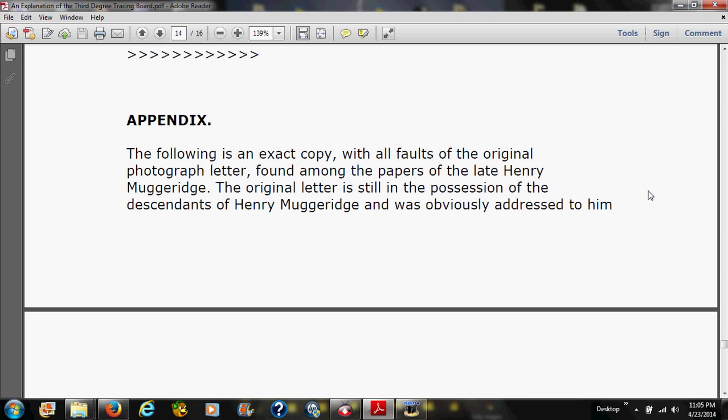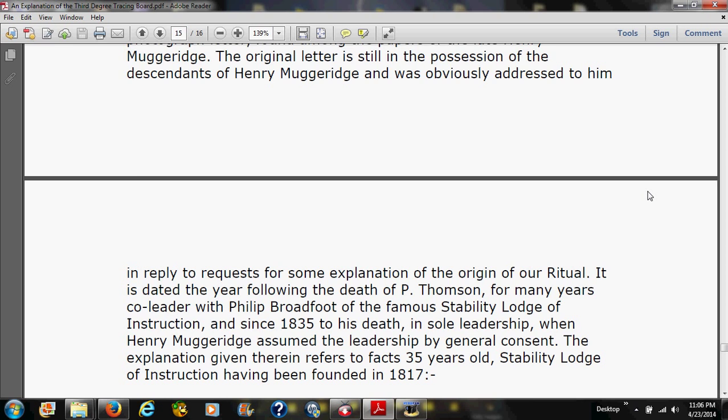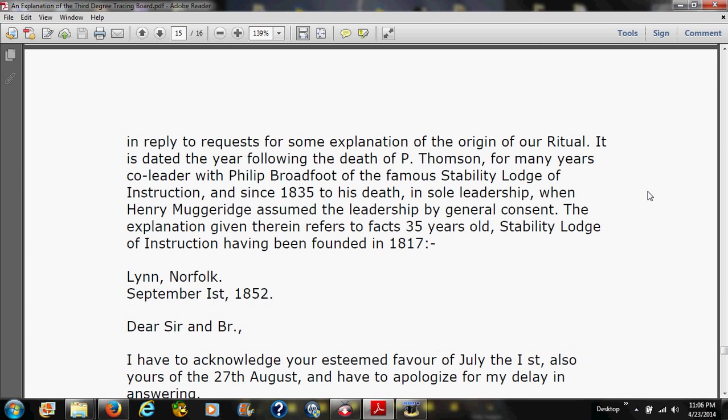And here's the appendix. The following is an exact copy with all faults of the original photograph letter found among the papers of the late Henry Muggeridge. And the original letter is still in the possession of the descendants of Henry Muggeridge and was obviously addressed to him in reply to request for some explanation of the origin of our ritual.